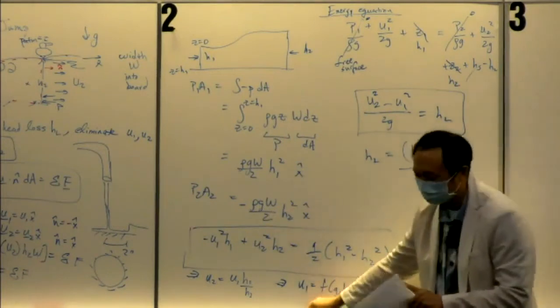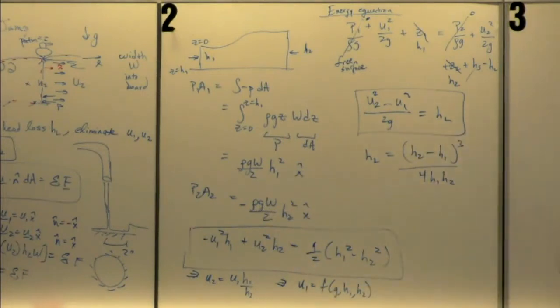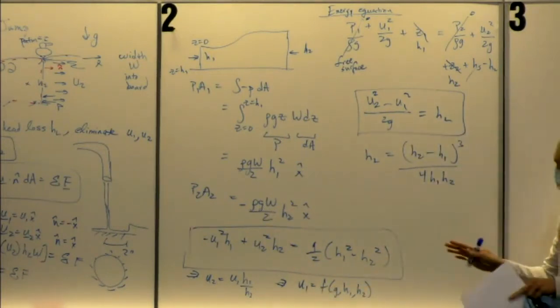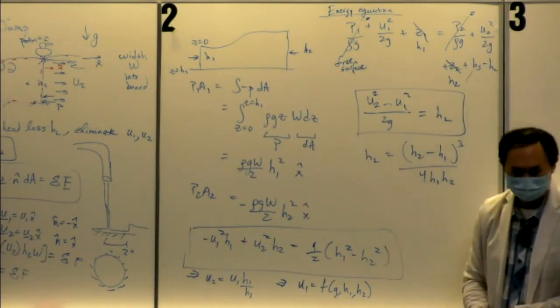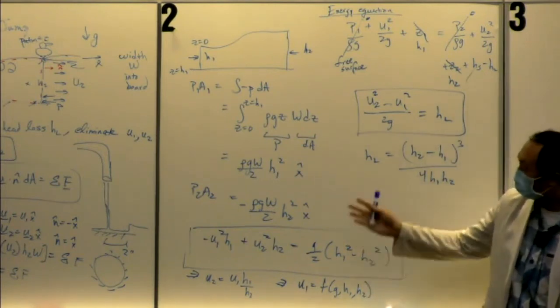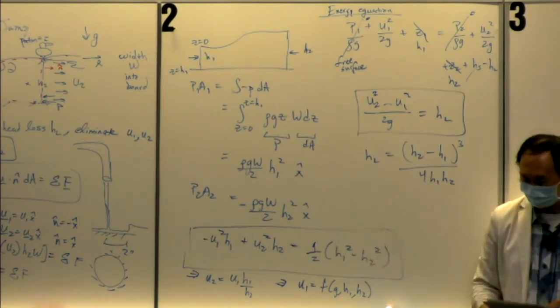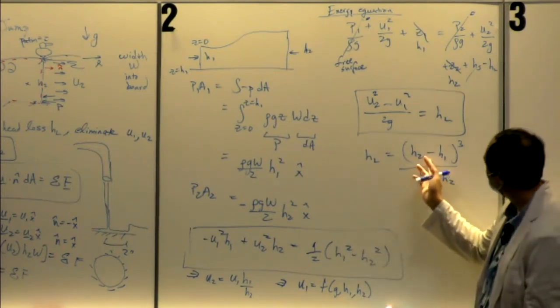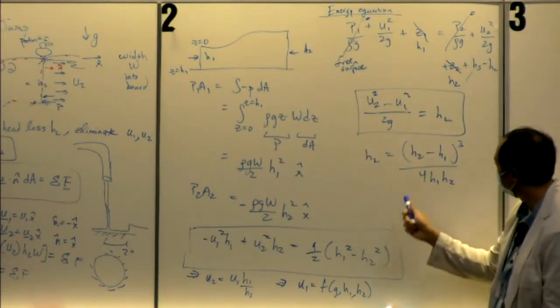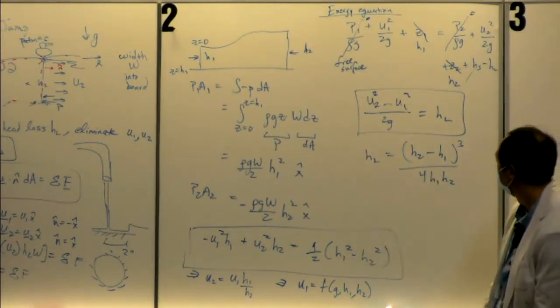So that says if physically the heights don't change, if H1 is equal to H2, there should be no losses. And that works because the velocities on the left will equal the velocities on the right. There shouldn't be any losses. But as soon as you make H2 a little bit higher than H1, the losses increase dramatically, to the cube.